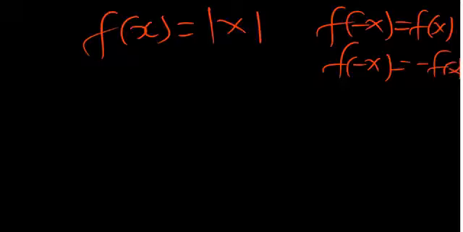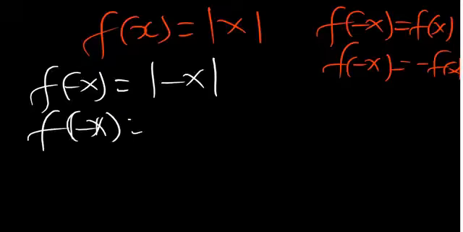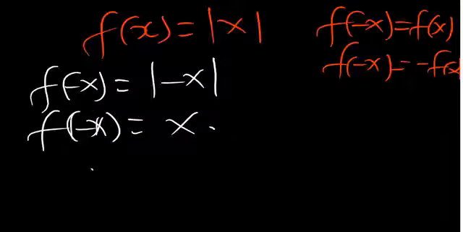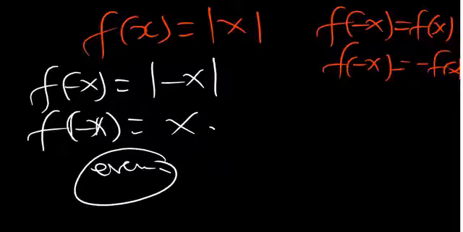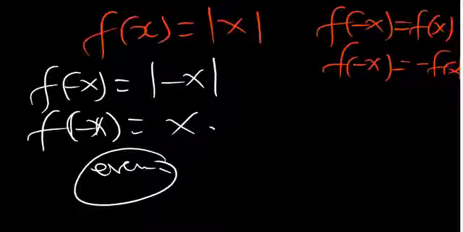So now let's see if this is going to be even, odd, or neither. So we have f of negative x is going to be equal to the modulus of negative x. Now we know that in modulus we're going to come up with only positive values, so this is going to give us a positive x. Now if this is positive x, we can see that this has given us the original function. Therefore this is an even function. As simple as that. So this is how you determine if the function is odd, even, or neither.